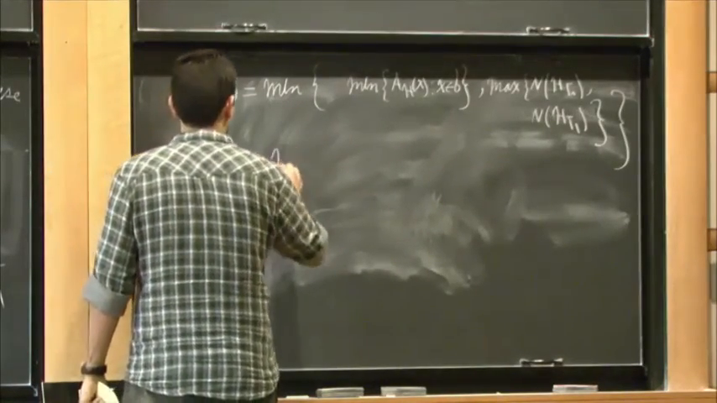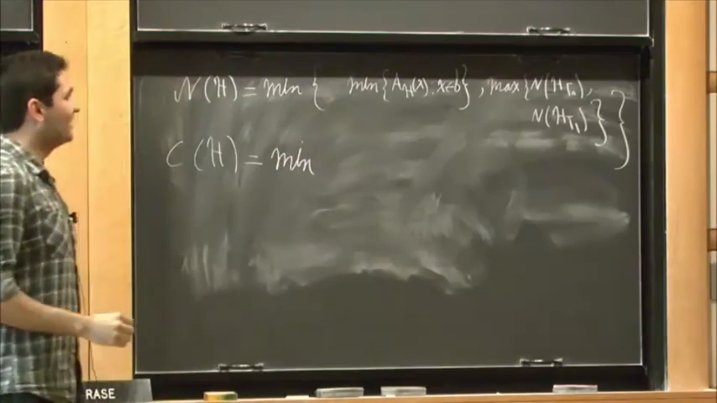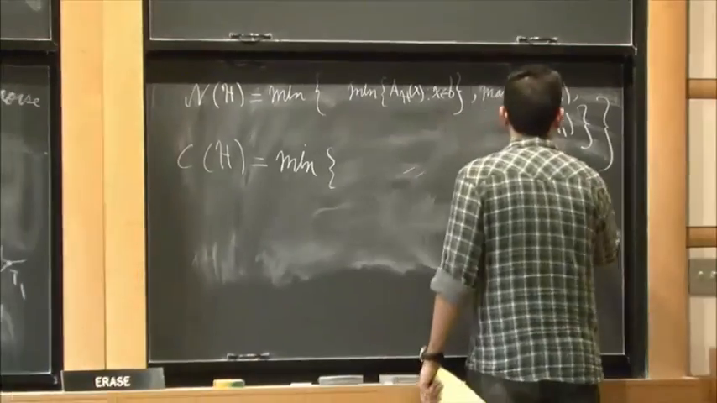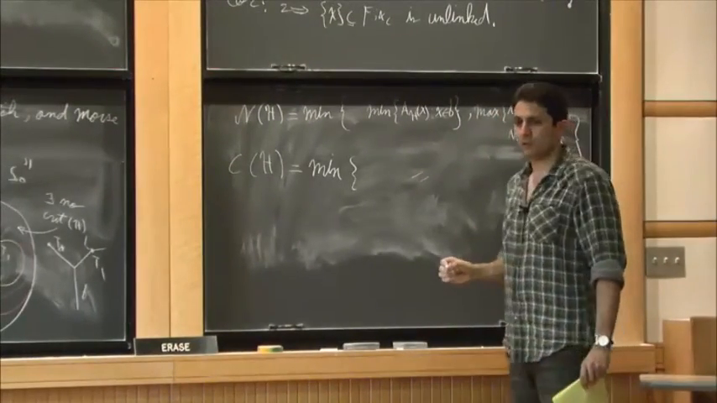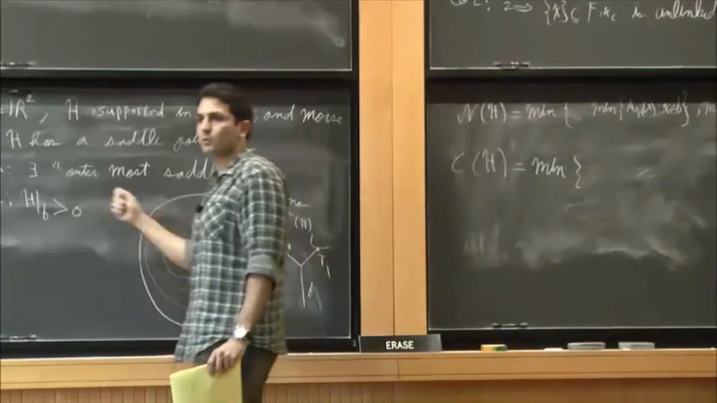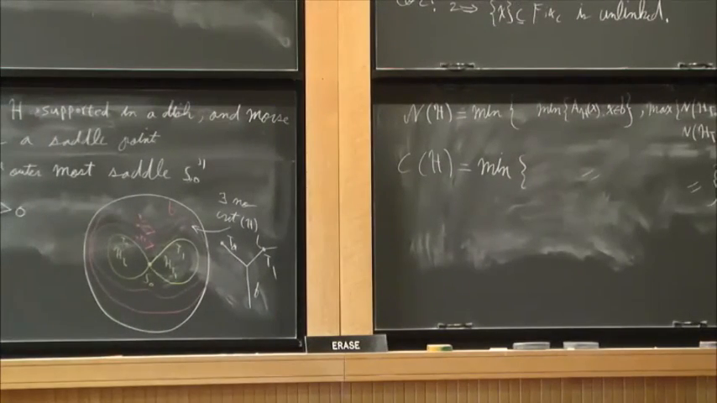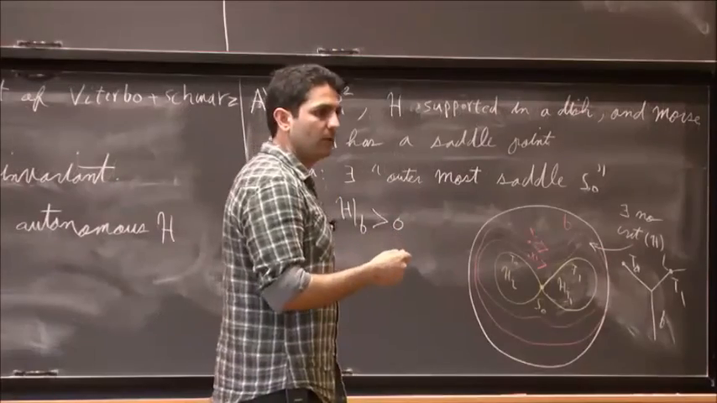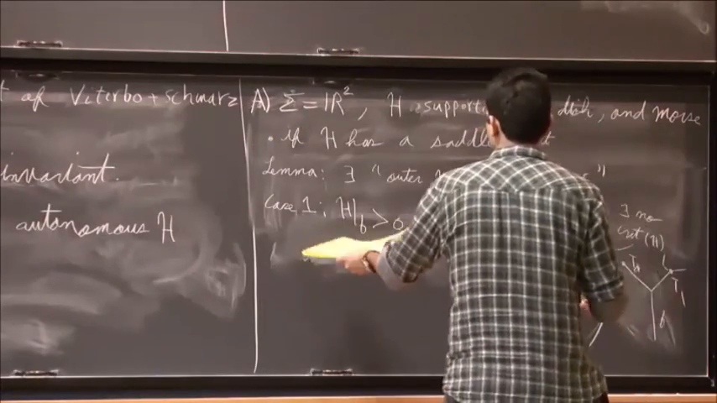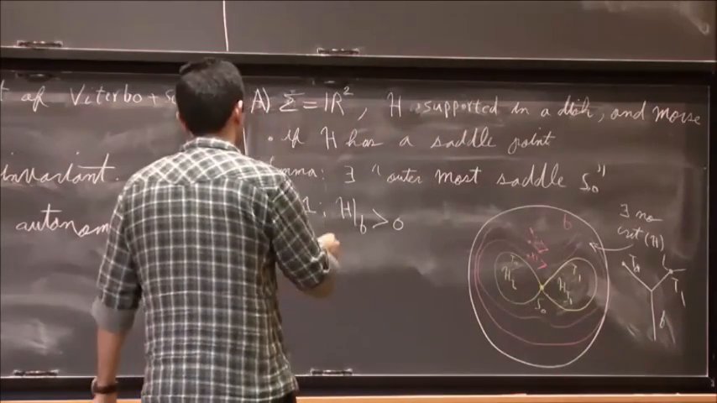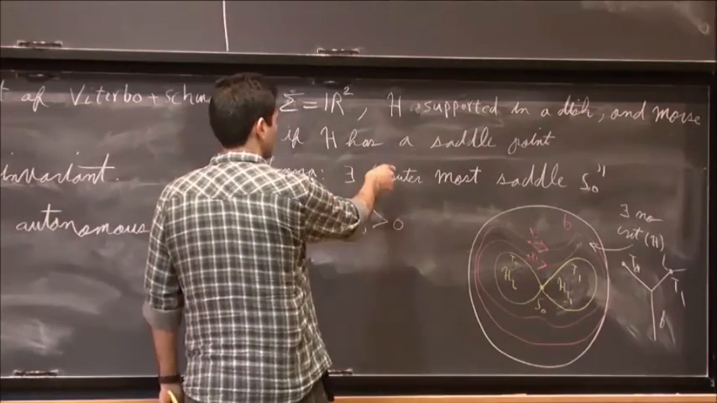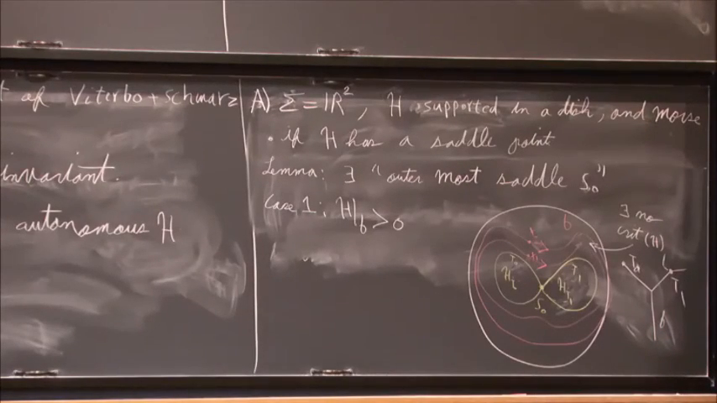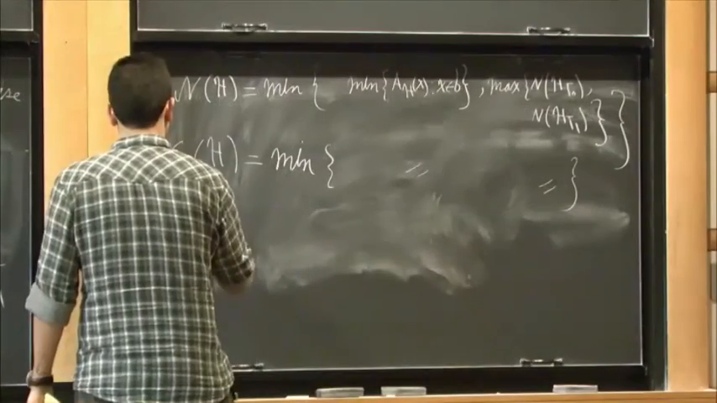So then we showed that the proof goes by computing what C is. We showed that C of H satisfies the exact same recursive formula. So then this reduces the argument of proving C equals n to an induction on the number of saddle points. And the base case will be the case where you have no saddle. This was case one with a saddle point. And then I go to the case where no saddle. So this is case 1.2 or something.